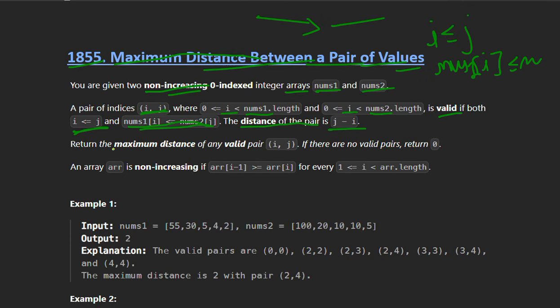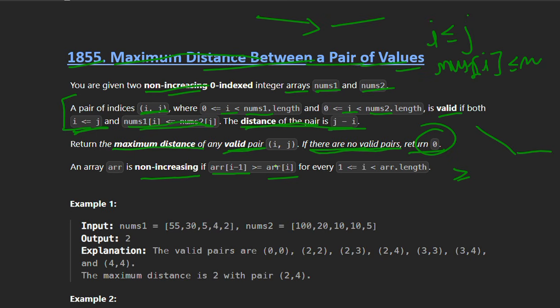So what we have to do is return the maximum distance of any valid pair, right? We already know the terms and conditions of a valid pair. And if there are no valid pairs, then we return the distance as 0. And an array is non-increasing means the previous element is either greater than or equal to the next element. Either it will be decreasing or constant, right?